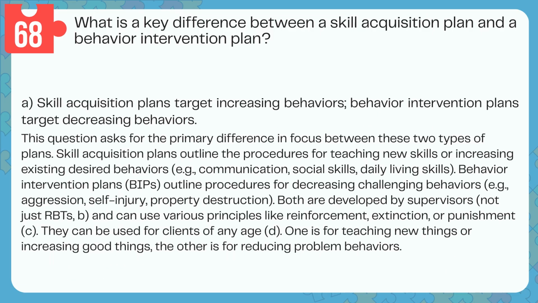Answer. A. Skill acquisition plans target increasing behaviors. Behavior intervention plans target decreasing behaviors. Explanation. This question asks for the primary difference in focus between these two types of plans. Skill acquisition plans outline the procedures for teaching new skills or increasing existing desired behaviors, for example communication, social skills, daily living skills. Behavior intervention plans, BIPs, outline procedures for decreasing challenging behaviors, for example aggression, self-injury, property destruction.